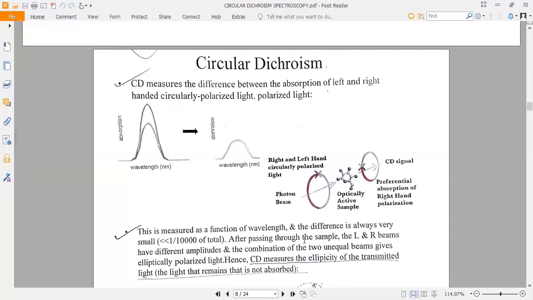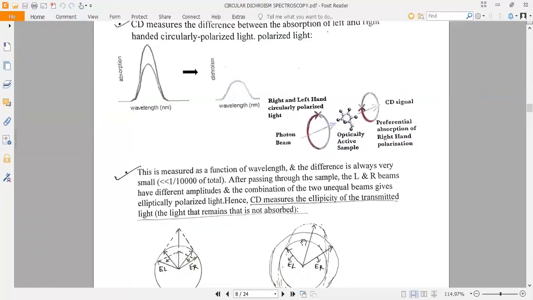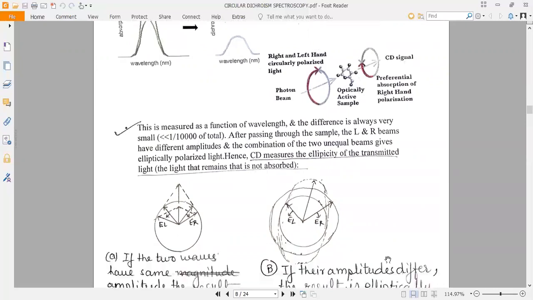After passing through a sample, L and R beams have different amplitudes and the combination of the two unequal beams gives elliptically polarized light. Hence, CD measures the ellipticity of the transmitted light, the light that remains, which means that which is not absorbed and can come out of an optically active sample. You can see again the elliptical part.